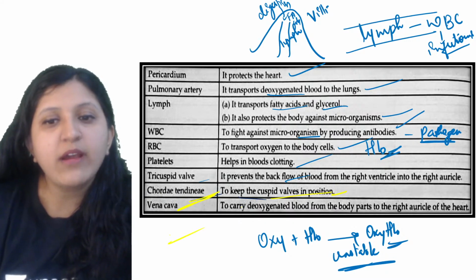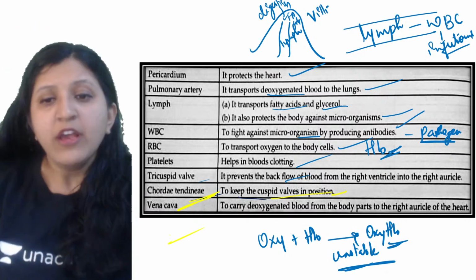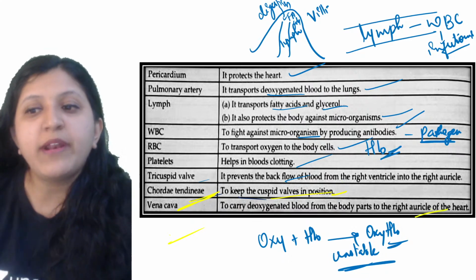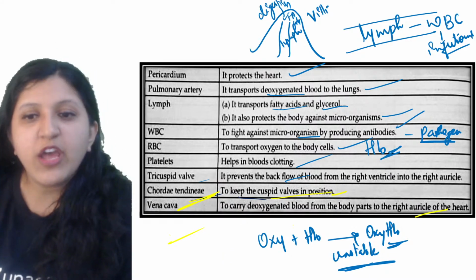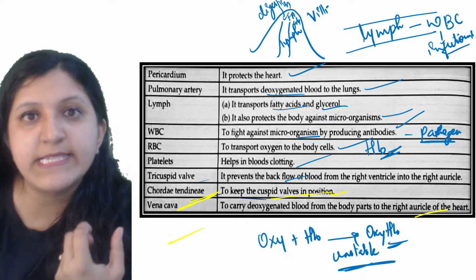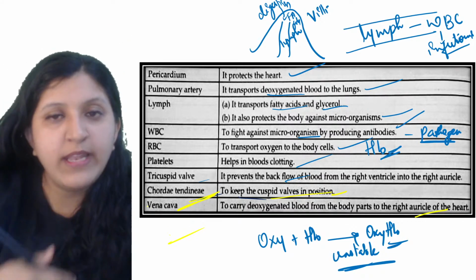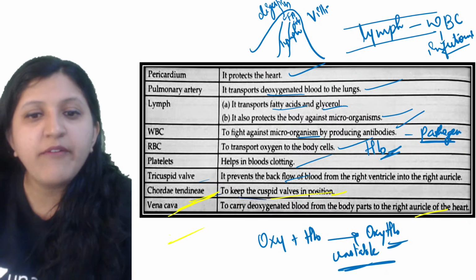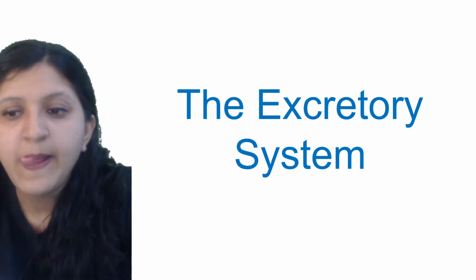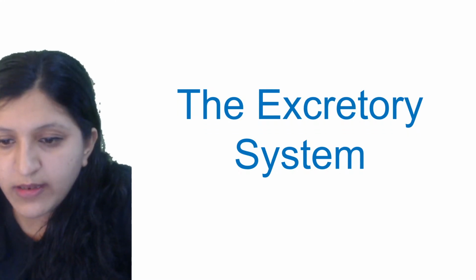Then there is the vena cava, which carries the deoxygenated blood. That means it carries the deoxygenated blood from the body parts to the right auricle of the heart. From all the body parts, once the carbon dioxide is collected, it should be given to the heart and then go to the lungs for oxygenation. So the superior vena cava and inferior vena cava carry the deoxygenated blood to the heart, and then it will be carried to the lung.